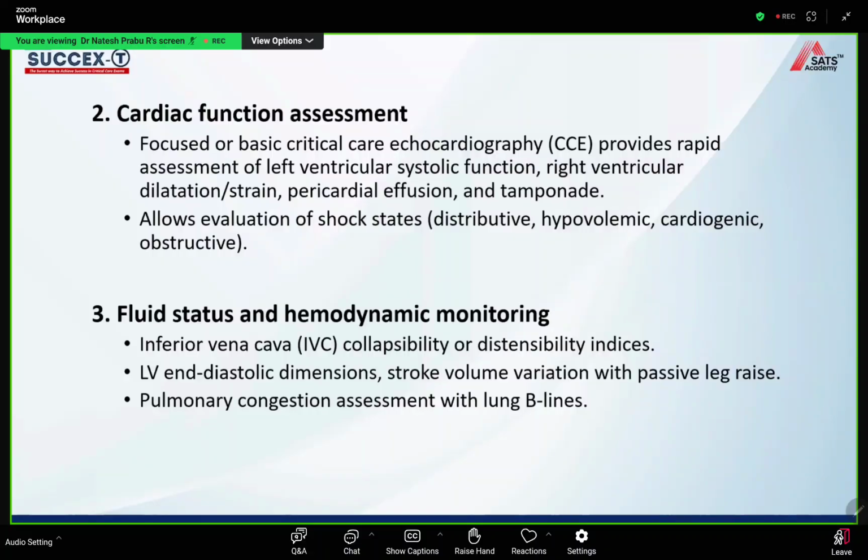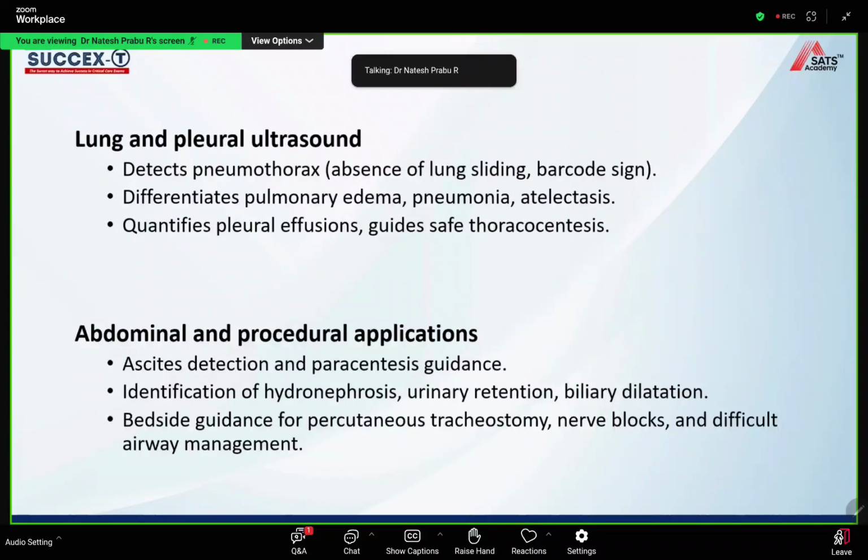Coming on to the next use, it's fluid status and hemodynamic monitoring. As we all know, the IVC collapsibility or distensibility indices are based on utilizing POCUS. Also, you can assess the LV end-diastolic pressures, stroke volume variation, and passive leg raise. And pulmonary congestion also can be assessed with the utilization of B lines.